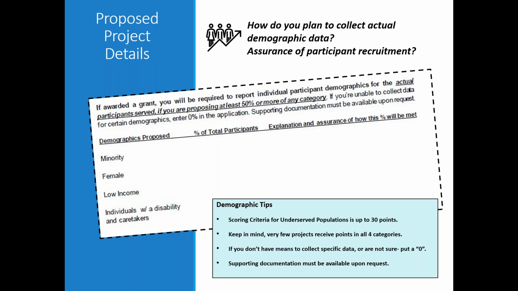And if you have questions about this section of the application, again, please reach out to us. We do not give credit for census data or zip code data or neighborhood data that's not specific enough to document who will actually be participating in your program.